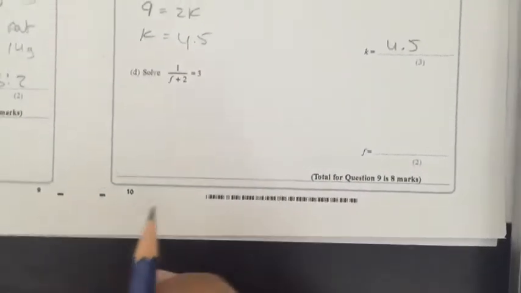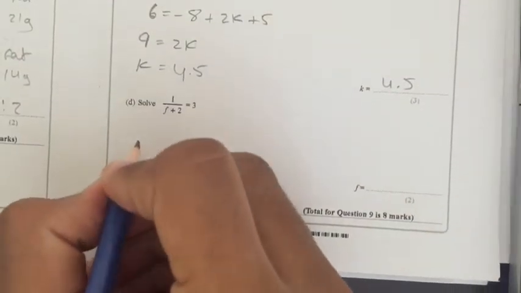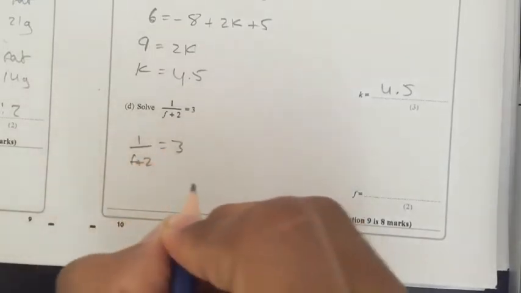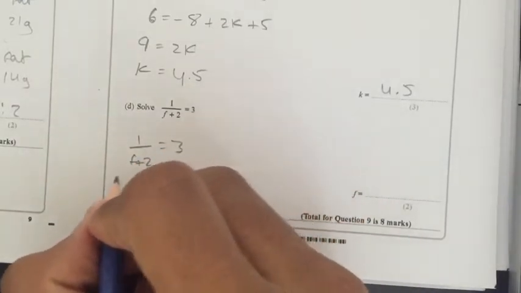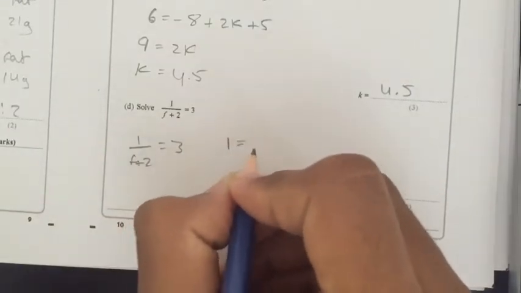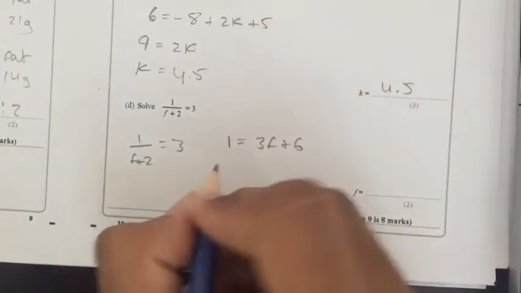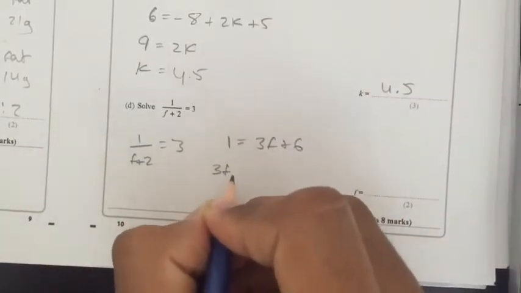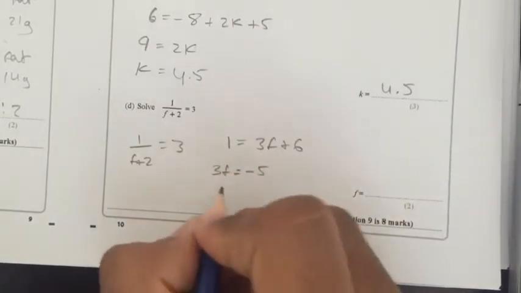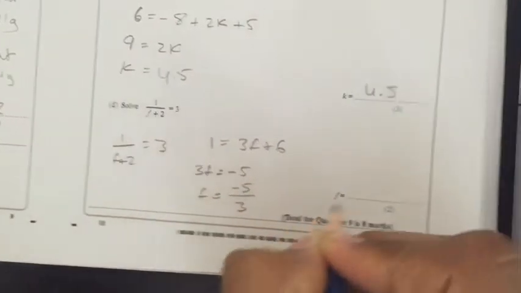Solve 1 over f plus 2 equals 3. Therefore, if we multiply both sides by f plus 2, 1 equals 3f plus 6. So then 3f is equal to minus 5 if we subtract 6 from both sides. Therefore, f is equal to minus 5 over 3.